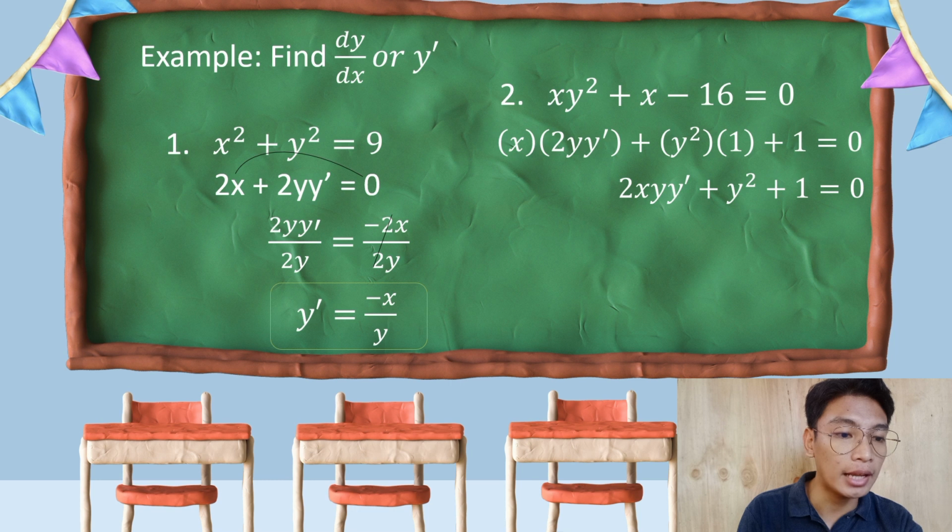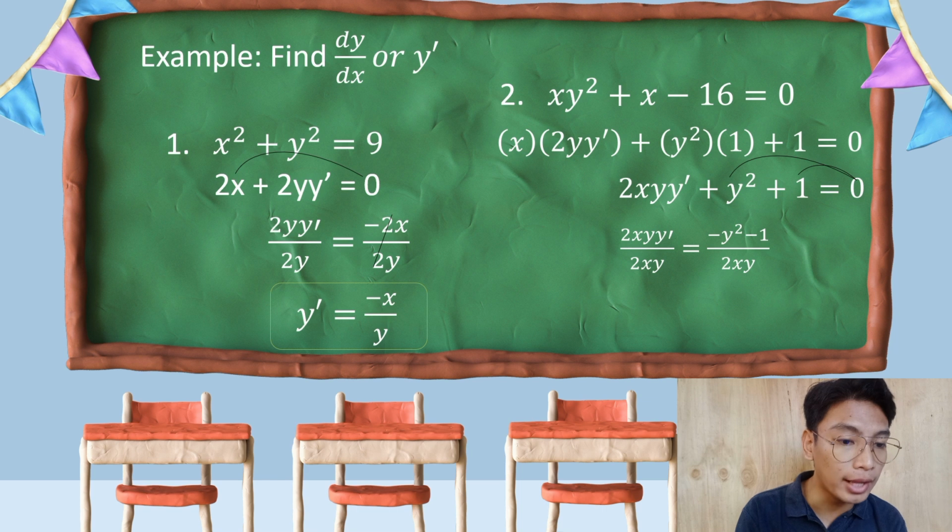to 0. And again, the next step, after getting the derivative of the function, we are going to transfer yung mga variable na walang y prime. So in this function, we are going to transfer y squared plus 1 sa right side. So we will get 2xy y prime is equal to negative y squared minus 1. And again, to get the value of y prime, we are going to divide both sides by 2xy, and that's it.